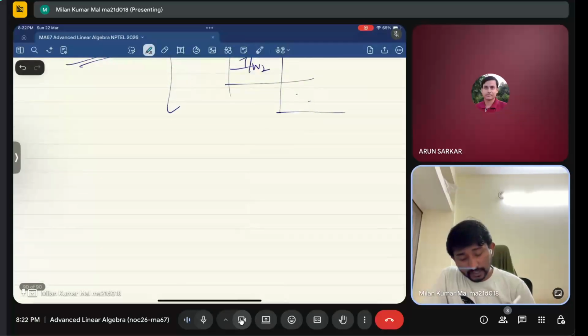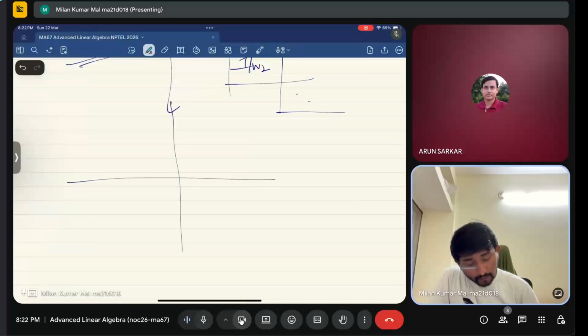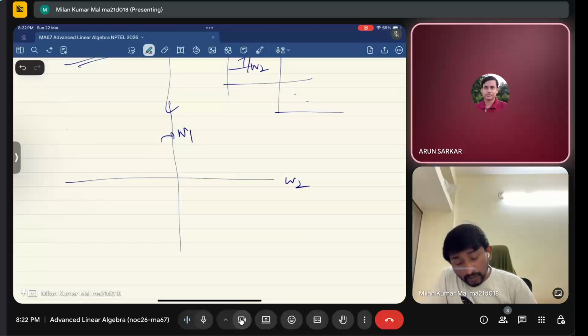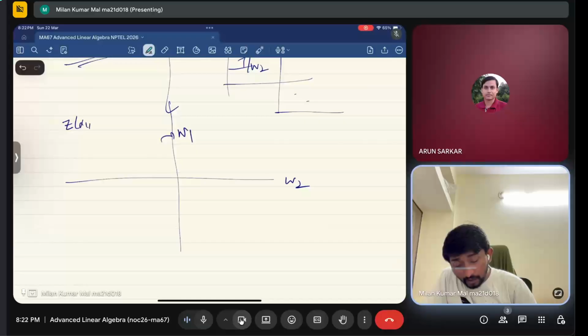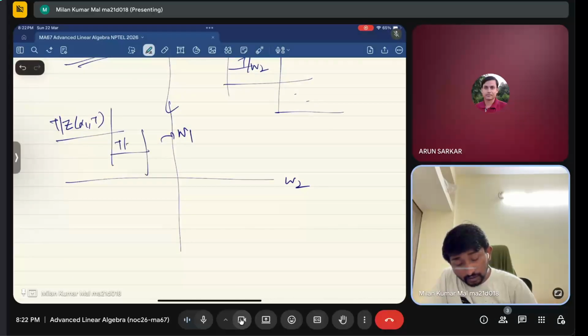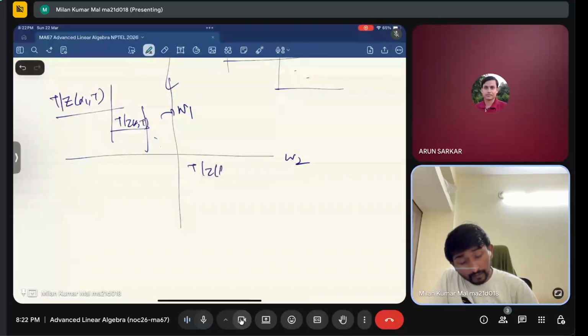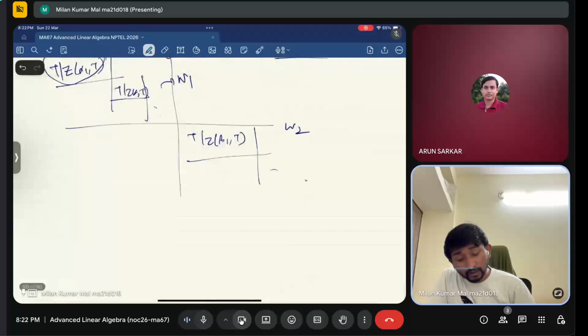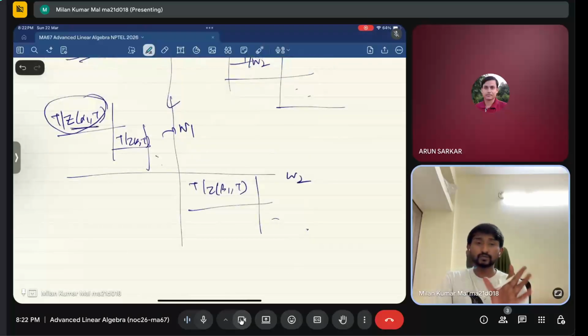So basically we will be getting these types of blocks. These correspond to W1, and this is W2, corresponding to the primary decomposition, right? And each of them breaks further into T restricted to Z(alpha 1, T), T restricted to Z(alpha 2, T), like this breaking. Here will be T restricted to Z of some other vector beta 1, T. These are the breakings, and each of them is actually a companion matrix, because each of these Z(alpha 1) corresponds to a polynomial, that is what is called the T-annihilator.